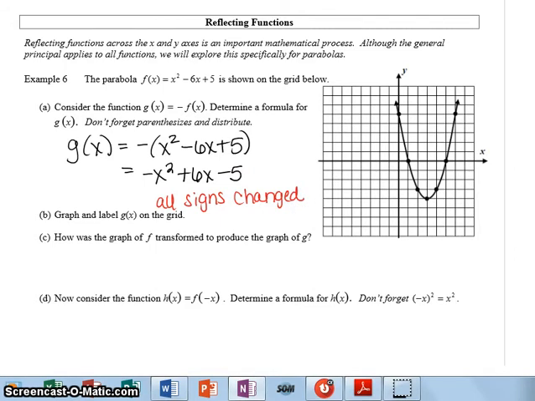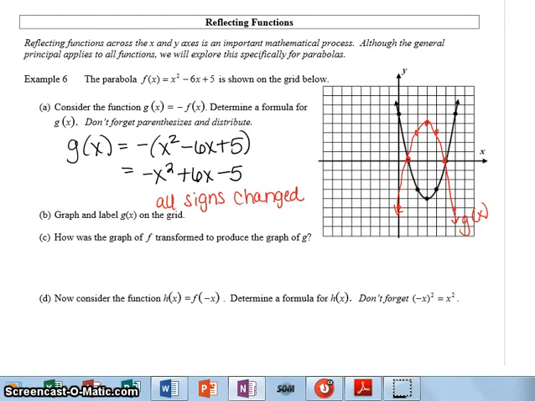Part B, graph and label that on the grid. So g of x, okay. If I were to put this in my graphing calculator and use my table of values, I'm going to get something that looks like this. And here we go. So right in red would be my g of x. So I just negated that.